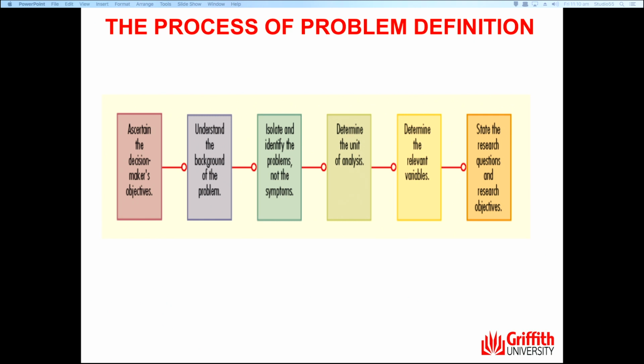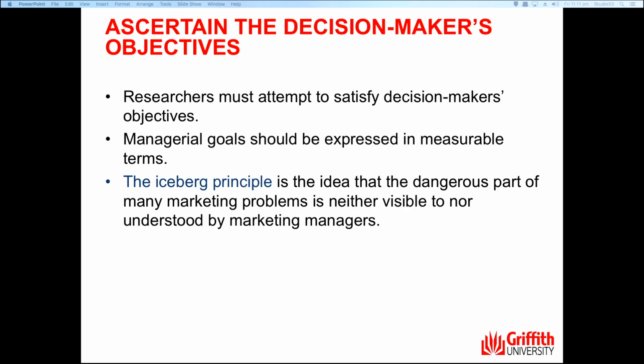These are the steps of the problem definition process. First, ascertain the decision maker's objective, then understand the background of the problem, and then isolate and identify the problem, not the symptoms. Then look at the unit of analysis, move on to determine the relevant variables, and the last one is to state the research question and the research objective. Let's start with the first one: ascertain the decision maker's objective.